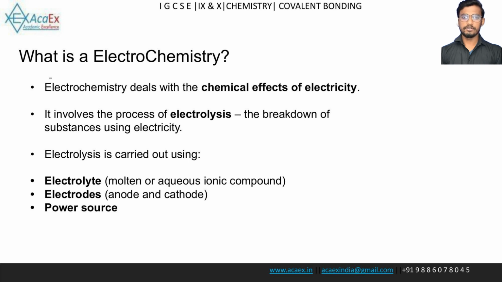Electrolysis is carried out in a setup that includes an electrolyte, which is a molten or dissolved ionic compound, electrodes, which are the positive anode and the negative cathode, and a power source.